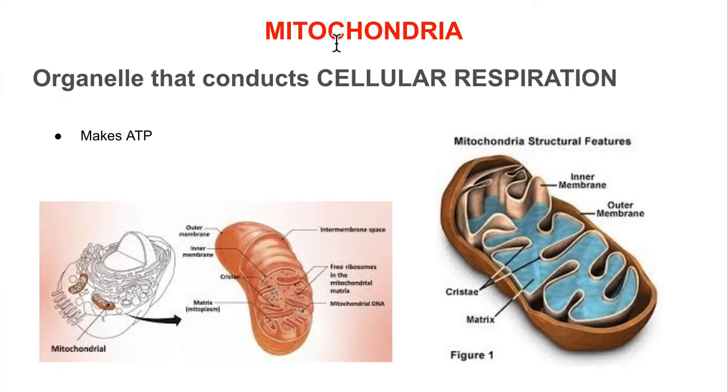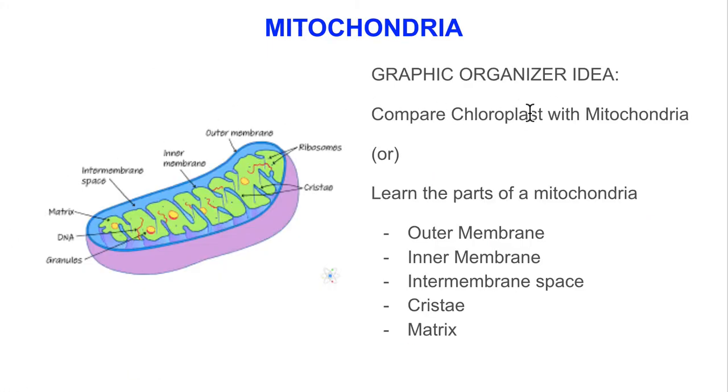And our next word is mitochondria. So mitochondria is the organelle that conducts cellular respiration. Or an easier way to say it, mitochondria take glucose and make ATP. They look like this. They kind of look like a little bean. They're usually brown colored or reddish color. That's why your muscles are that color. Good graphic organizer, basic one, once again, compare chloroplast and mitochondria. Or a more advanced one would be to learn the different parts of the mitochondria, like the outer membrane, intermembrane space, which is between the inner and outer membrane, the cristae, and the matrix.